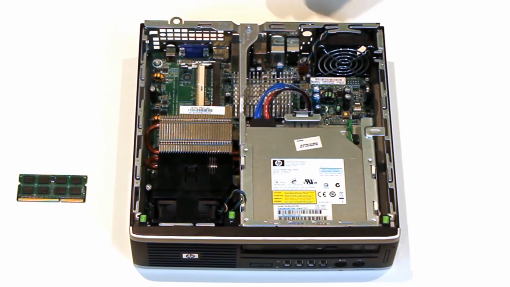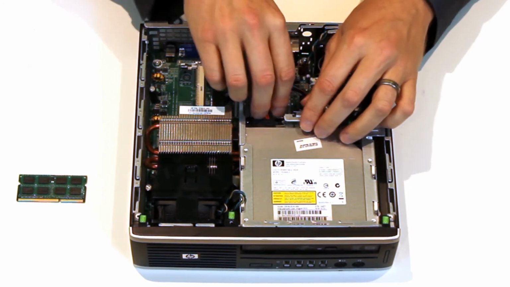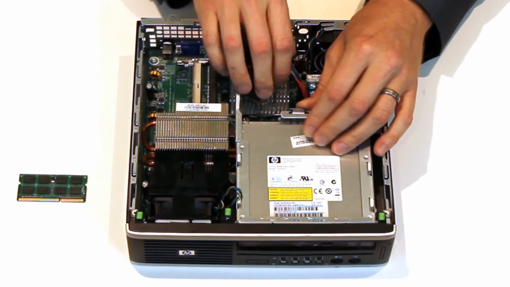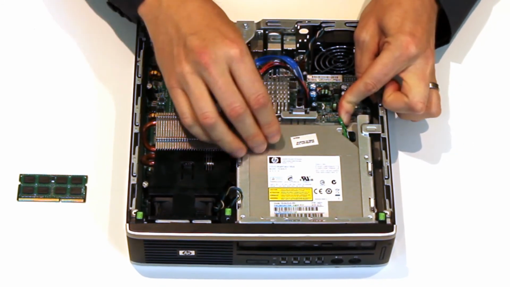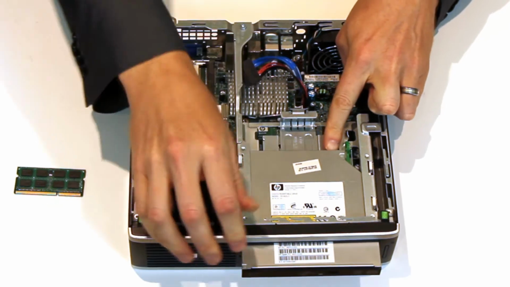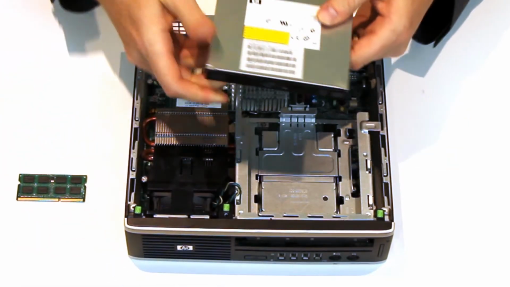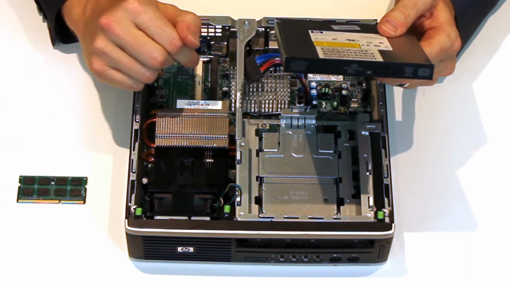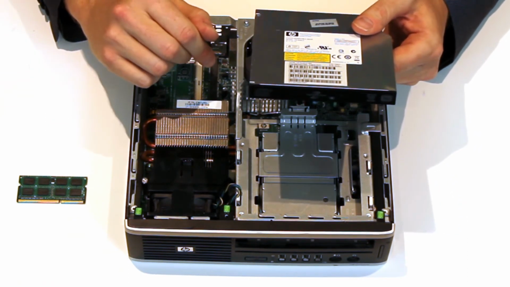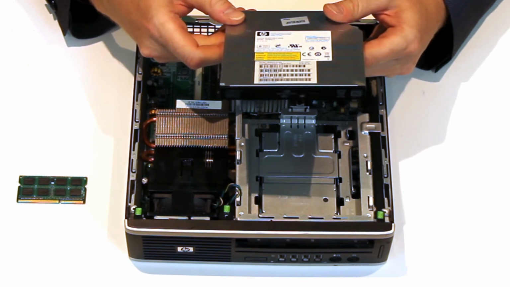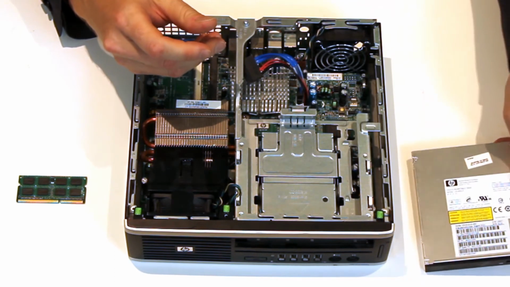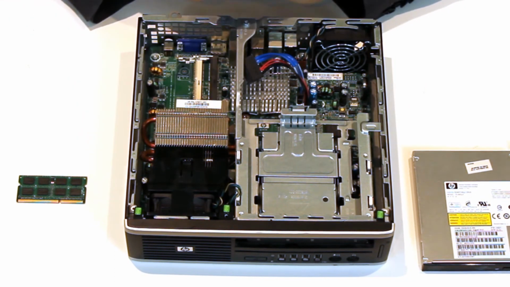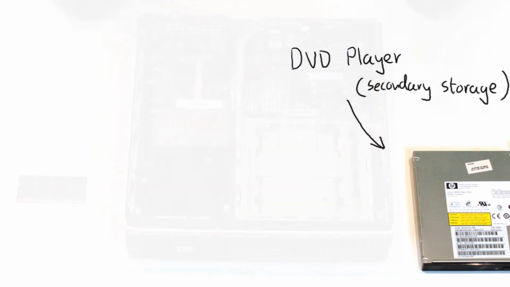The next device I'm going to remove is this one. I'm going to pull the cable out, pull this clip in, and this pushes forward. This is a DVD drive. This is an old computer and still has a DVD drive. Most modern ones don't have these anymore. We'll talk more about the DVD drive later in the video.